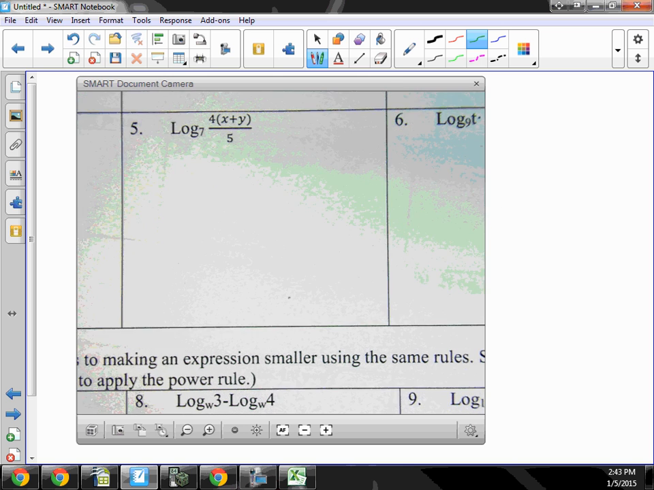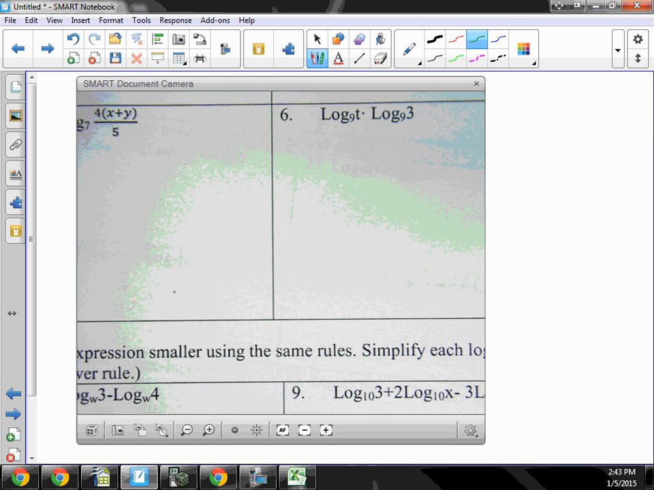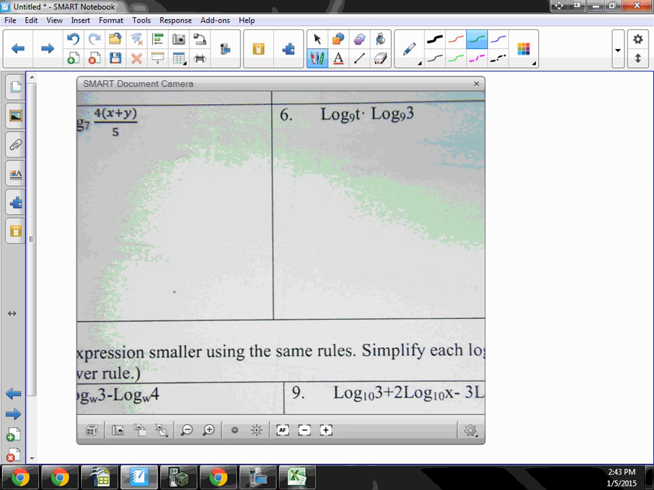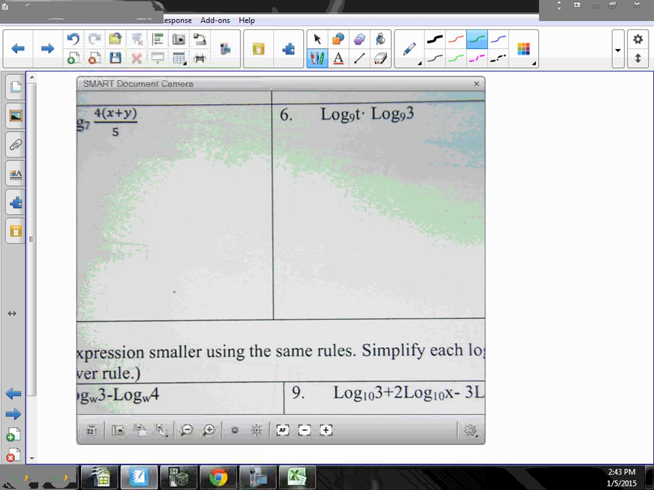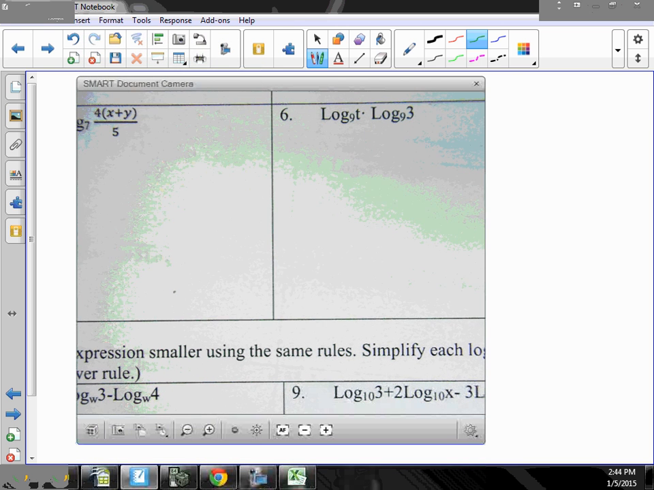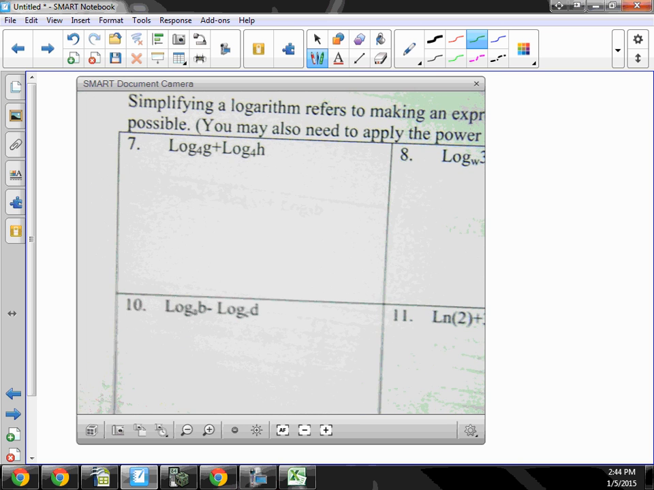Okay, what about number 6? Is there a rule that says we can change the log of one number times the log of another number? No. There's nothing we can do to this. But the bases are the same. Doesn't matter. We can't combine it. There's just nothing we can do. Yep, nothing we can do.